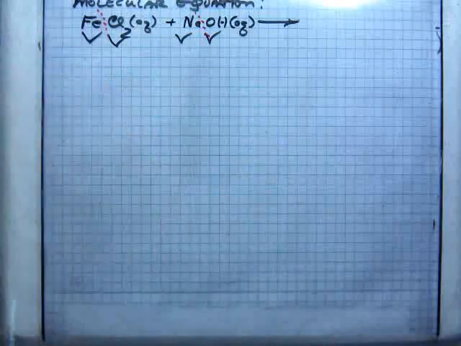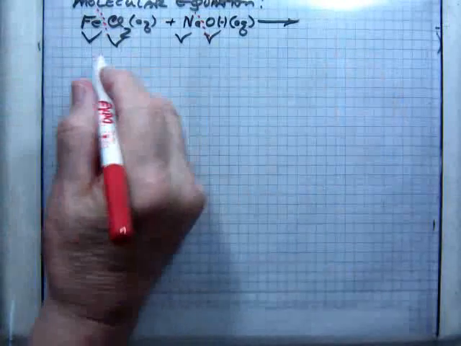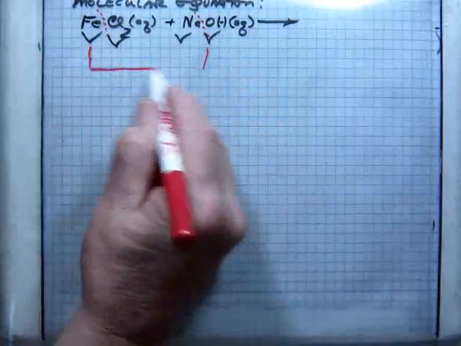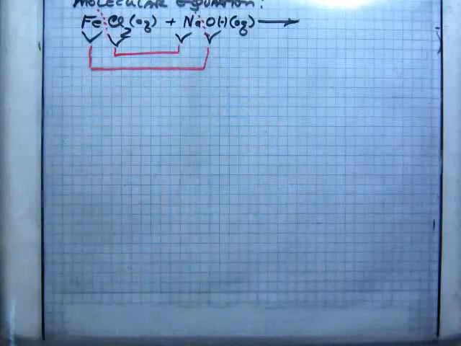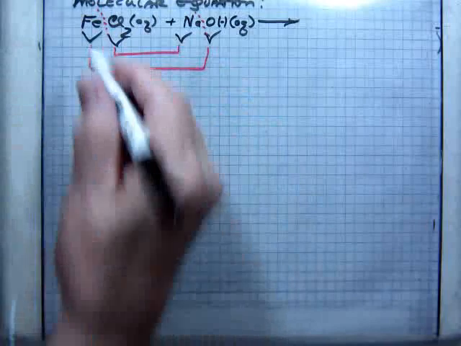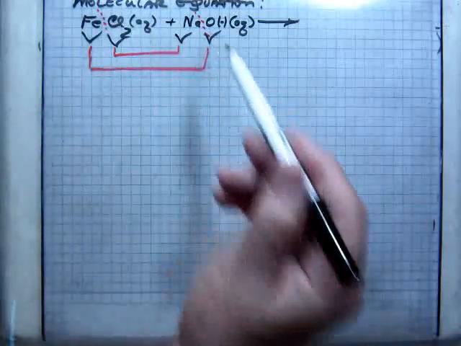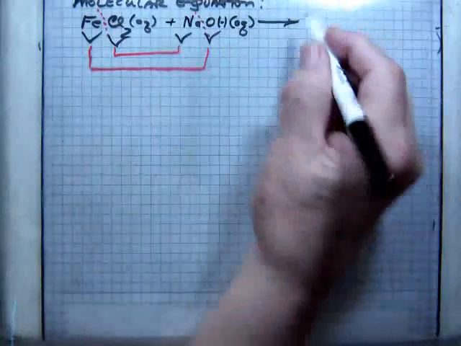Now, in the process of writing the products, we want to connect the outside ions and then the inside ions like that. And so what we have is an iron hydroxide and a sodium chloride. I'll put sodium chloride first.